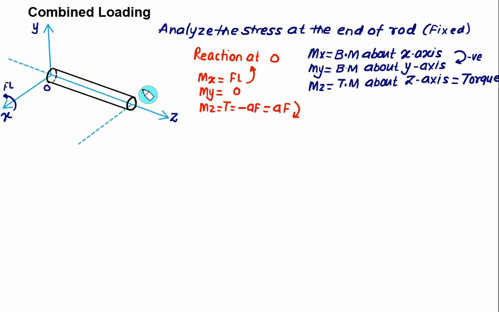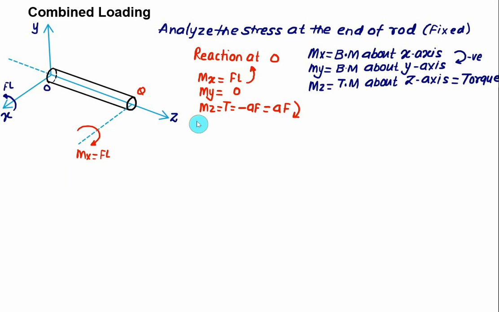At the end Q, we have to show the reaction bending moment. This one is anticlockwise, so you have to show it clockwise. That will be like this. So this one is a bending moment about the x-axis, that will be equal to FL.